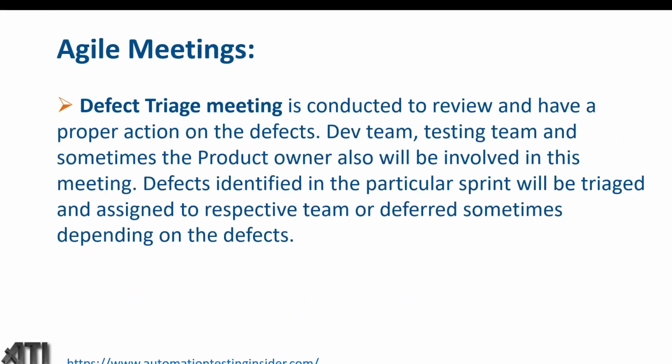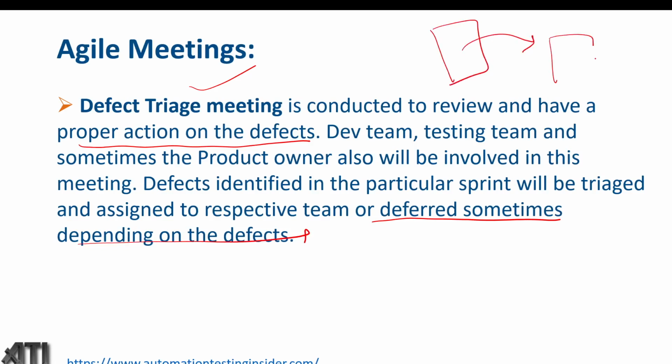Defect triage meeting. This is an important meeting conducted to review and take proper action on the defects, which I talked about. The dev team, testing team, and sometimes the product owner also will be involved in this meeting. Defects identified in the particular sprint will be triaged and assigned to the respective team, or deferred sometimes depending on the defects. Sometimes a defect is not important to fix, so we'll defer it to the next sprint.